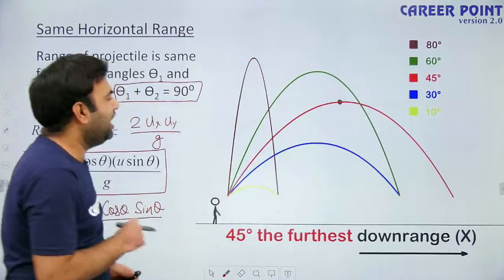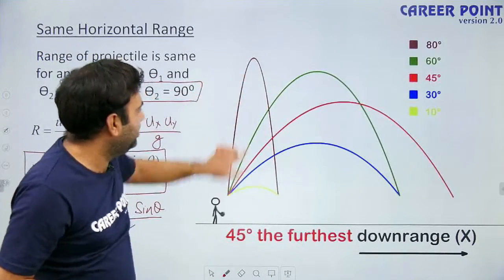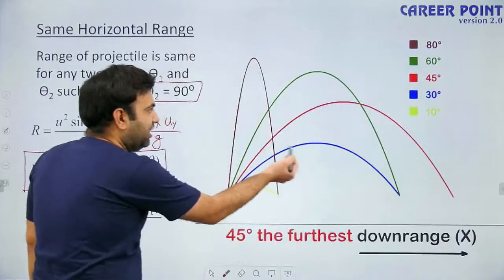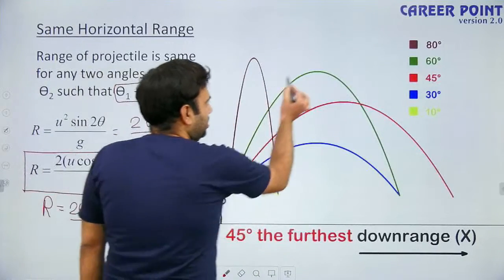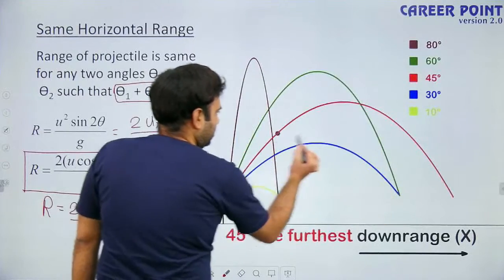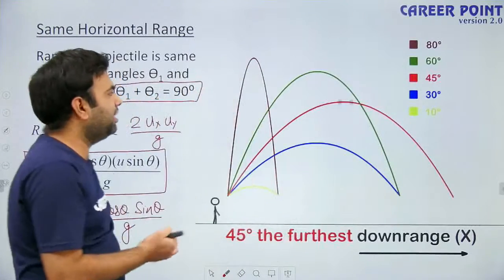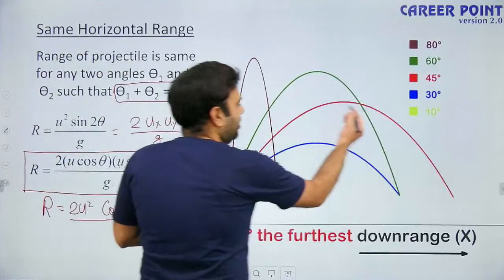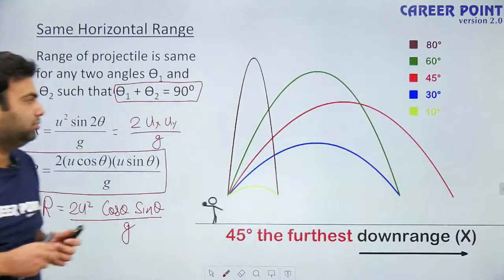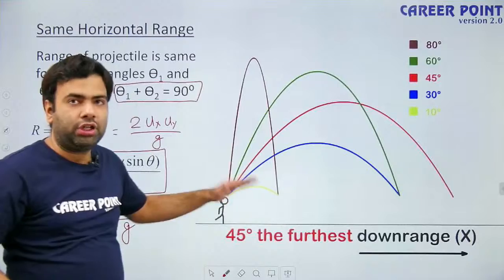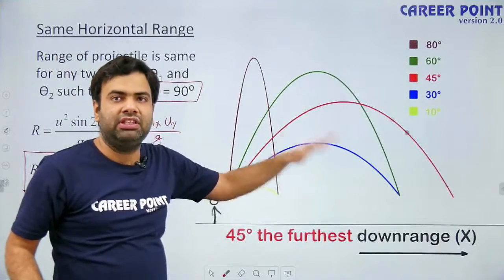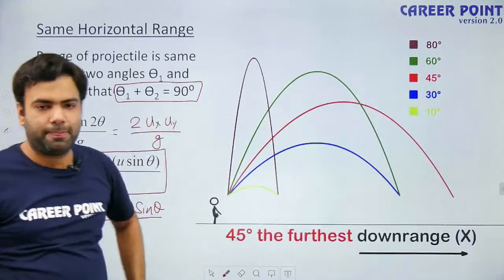We are having same range, and definitely the maximum height attained by them is different. For 60 degree and 30 degree, again the range is same. See, this is 60 degree, this is 30 degree. The range is same, but maximum height is different. For 45 degree, we have the maximum range. So from 0 to 45, if we increase the angle, our range will increase. After 45, if we increase the angle, the range will decrease.